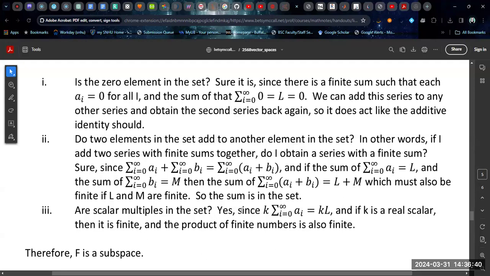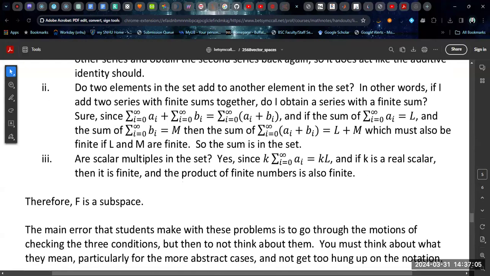And what about scalar multiplication? Again, yes, as long as k is a real value, I just multiply it by every term in the sum, and the limit will then be k times that finite limit. And as long as k is a real scalar and L is finite, then their product will also be finite. So F would also be considered a subspace.